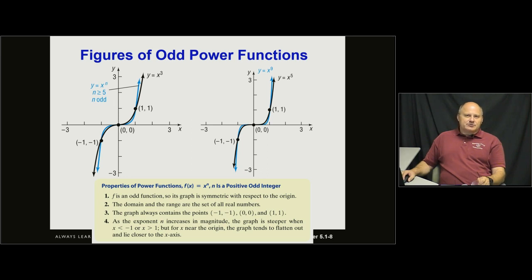Okay? And so these are some properties. They're symmetrical to the origin, which basically means if you turn the picture upside down, it would look the same. If you rotate it 180 degrees, in other words, it's the same picture. The domain and the range are the set of all real numbers. They go through (-1, -1), (0, 0), (1, 1). And then as the exponent increases, it becomes steeper when x is less than -1 and x is greater than 1. But as you're close to the origin, it flattens out.